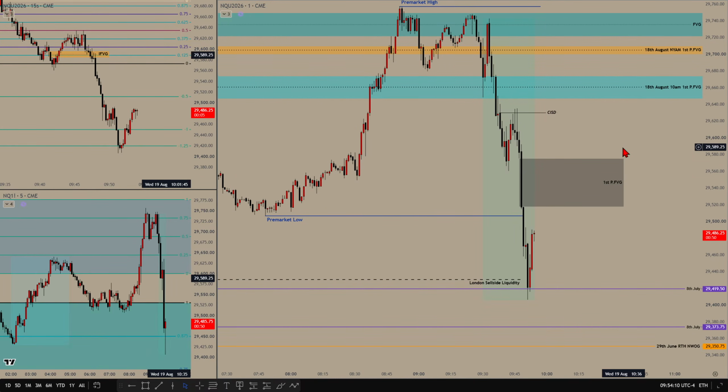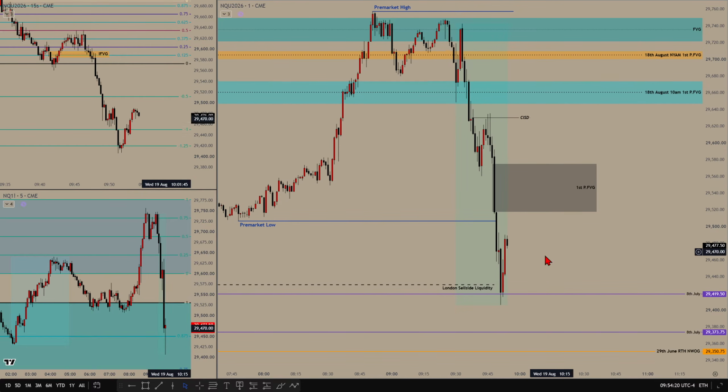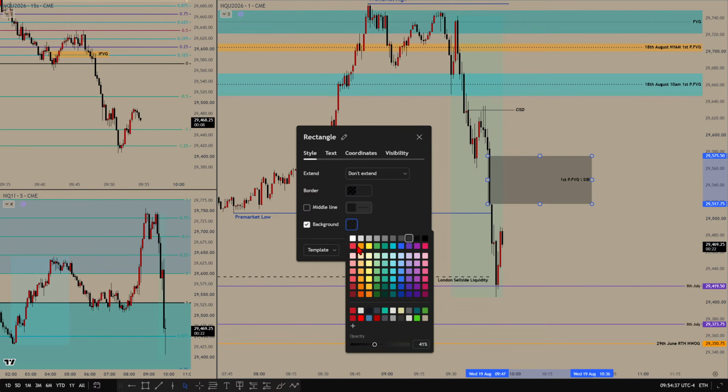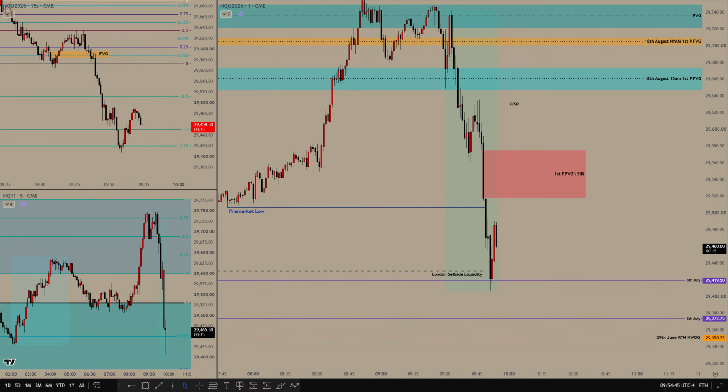Alright, first presented fair value gap comes in two forms. Well, it comes in lots of forms, but we're going to break it down into two. A BISI and a SIBI. A BISI is a bullish fair value gap, and a SIBI is a bearish fair value gap, to put it in the simplest terms. So if this is a down close, it's a SIBI. If it's an up close, it's a BISI. So that is our first presented fair value gap classification of the SIBI. I'll make it red. And then if we can find a first presented fair value gap classification of a BISI, we'll also look at that.